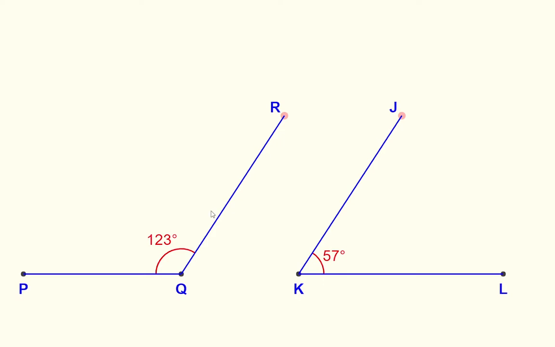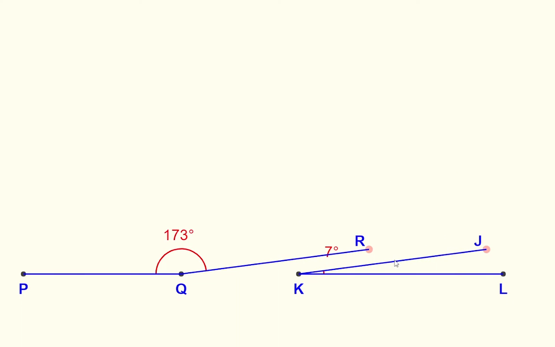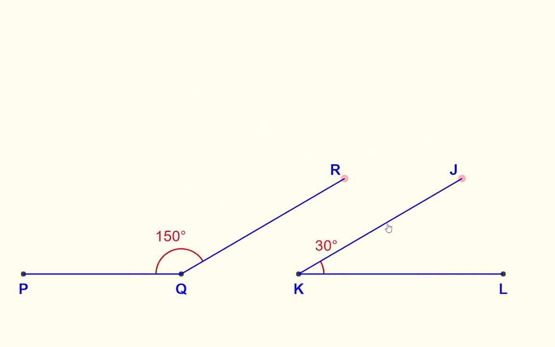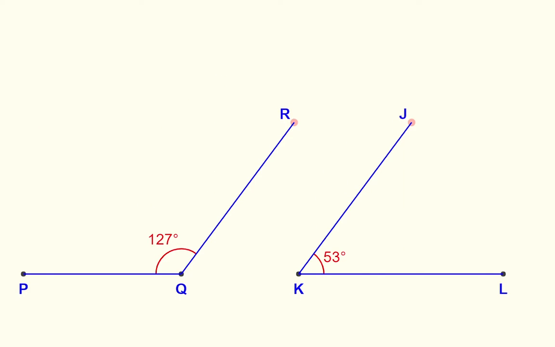Here we've got two angles. One is 123 degrees, one is 57 degrees. Notice that together they make 180 degrees, so these two are supplementary. Anytime two angles form 180 degrees or can sum up to 180, they're supplementary angles.